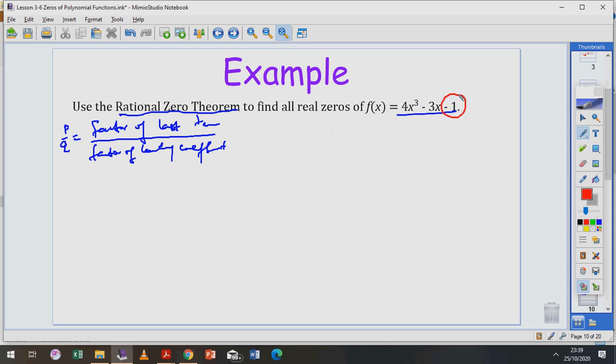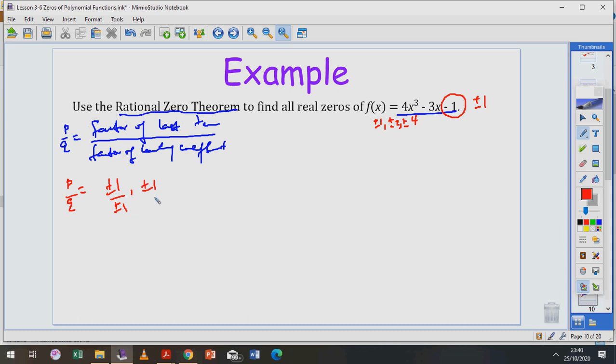and the factors of -1 are simply plus or minus 1. The leading coefficient is 4. The factors of 4 are plus or minus 1, plus or minus 2, plus or minus 4. So my combination of p over q could be factors of the last term, which is plus or minus 1. Since there's only one, it could be plus or minus 1 over plus or minus 1. So this one over this one, or this one over this one, or that one over that one.